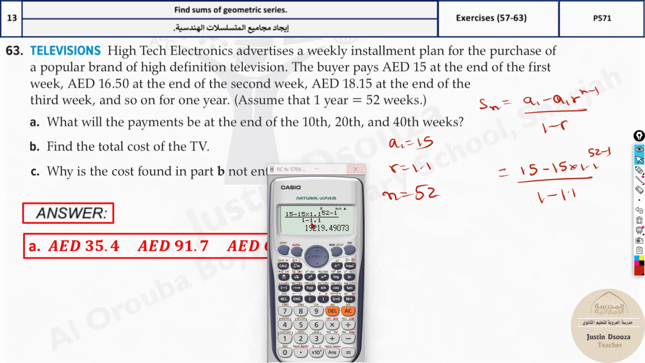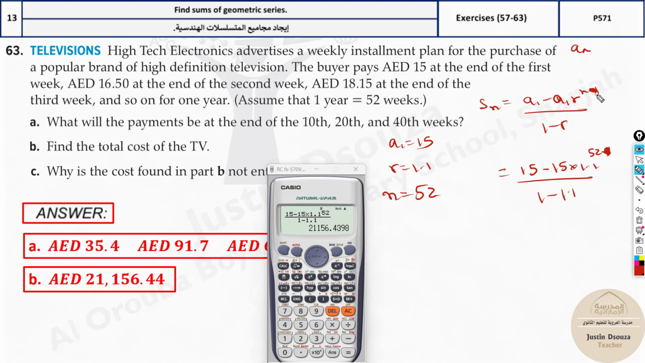19,217. Now I just realized that this is not n minus 1. My bad. I just realized now it should be only 52. Okay, the answer is 21,156. Yes, that's the correct answer. Here I was carried away by the formula of an that has n minus 1. This is just power n and n.